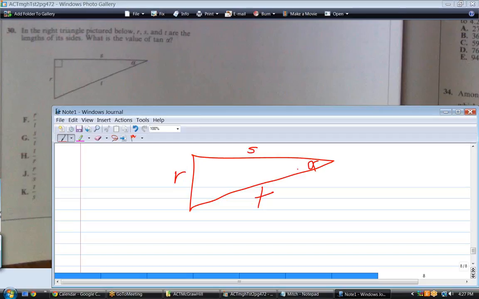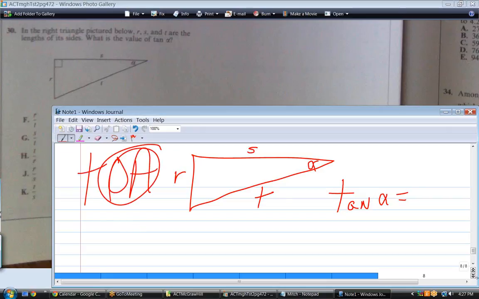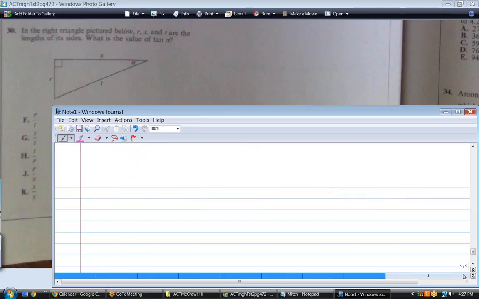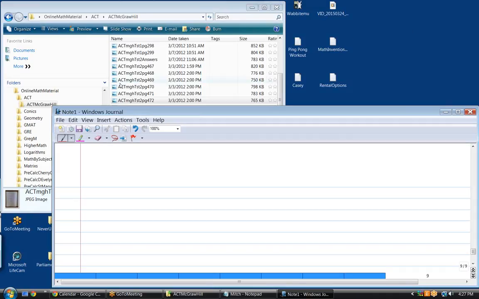What is the value of the tangent of alpha? And if you look at all the answers, it's some ratio of R to T to S. It would be J. Yeah. TOA. Because it's opposite. TOA, opposite over adjacent. That's the typical degree of difficulty of the trig questions. In other words, not much. Okay.